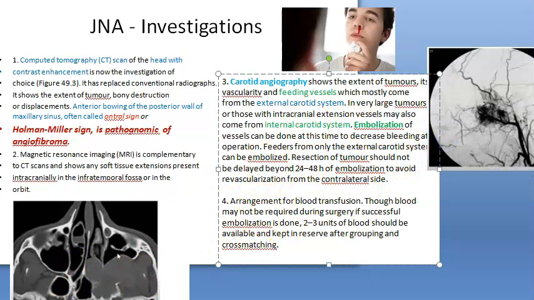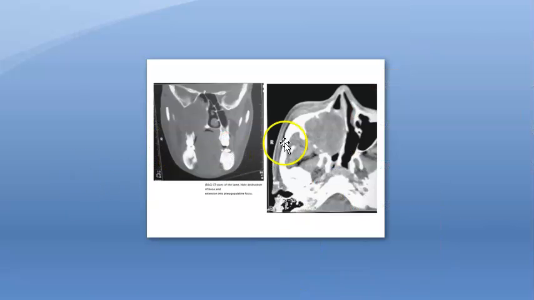Okay, let's just read this. If the feeding is from the external carotid system, they're saying you can embolize it, and then you should do the resection within 24 hours. They're saying if you delay the resection of the tumor beyond 24 to 48 hours of the embolization, there can be revascularization. Then you will have to keep blood ready in case there's a lot of bleeding. Anyways, you will keep blood ready.